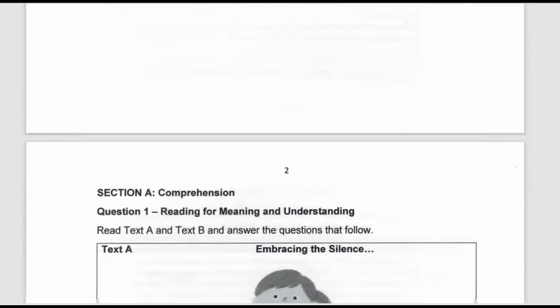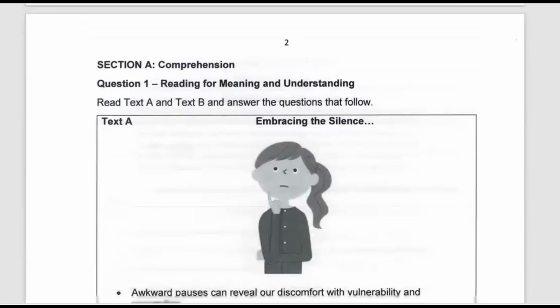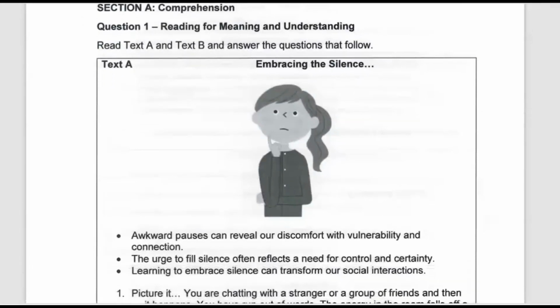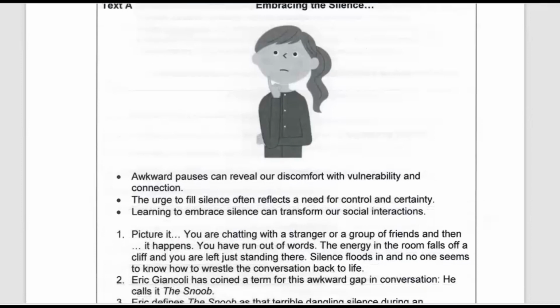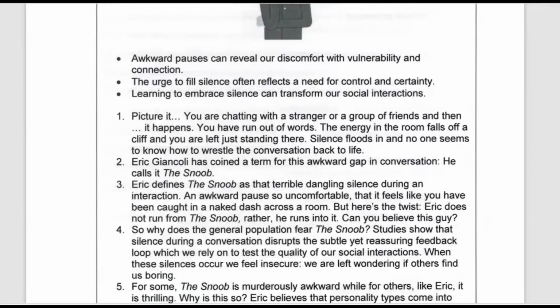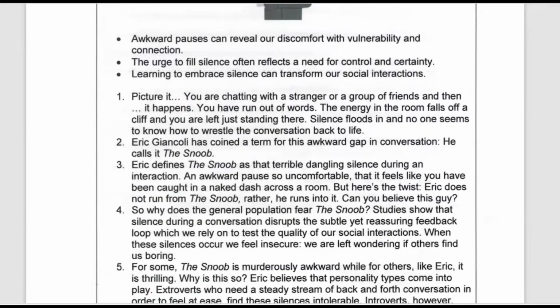All right. We are looking at the comprehension, which was text A and text B. We have been drilling you to understand that we have a visual and we have a reading text. Embracing the silence was the comprehension. It says awkward pauses can reveal our discomfort with vulnerability and connection. The urge to fill silence often reflects a need for control and certainty. Learning to embrace silence can transform our social interactions.